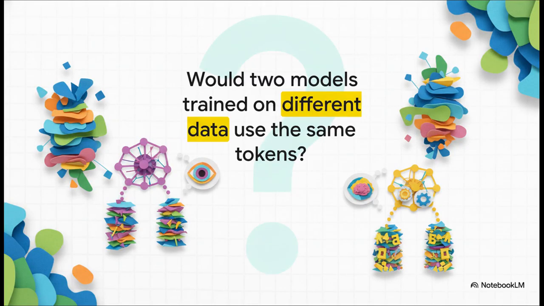And all of this leaves us with a final, pretty interesting thought to chew on. If the entire system of tokens is learned from data, and different companies train their models on different data, what does that mean for how their models see and understand the exact same sentence? It's a fascinating question that gets right to the heart of how these things work.